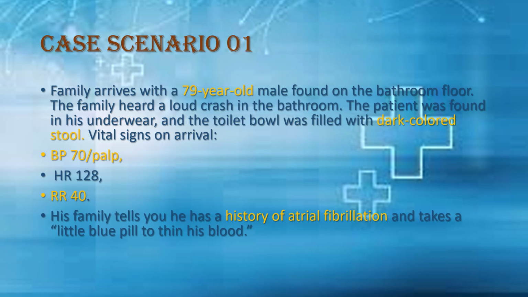So the first patient, we see a 79-year-old male. He was found on the bathroom floor. The family heard a loud crash in the bathroom, and the patient was found in his underwear, and the toilet bowl was filled with dark colored stool. Vital signs on arrival are BP 70 by diastolic, barely palpable. Heart rate is 128. RR is 40, and his family tells that he has a history of atrial fibrillation and he is taking a blue pill to thin his blood. That is an anticoagulant, a blood thinner.